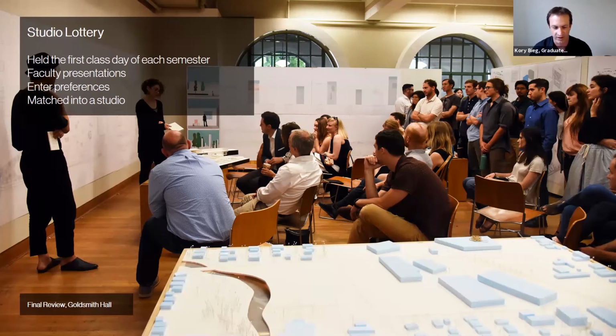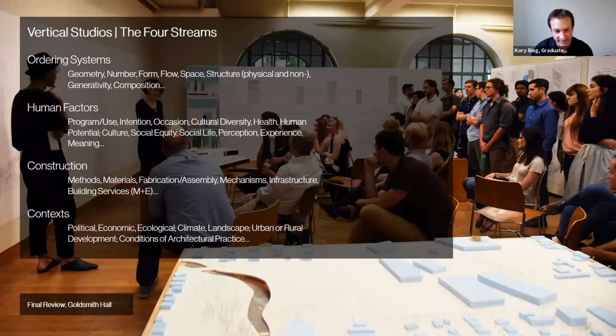So we've had a really good past kind of placement of students in the studios that they wanted to take. The vertical studios are based on what we call the 4 streams. So the goal of a vertical studio is to get you the kind of skills and knowledge you would need to then do advanced studio study.